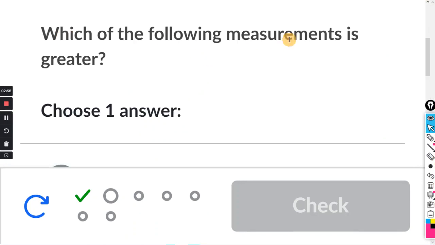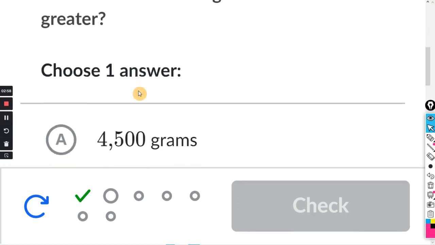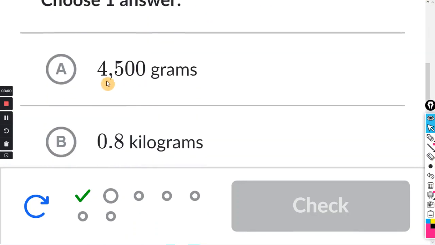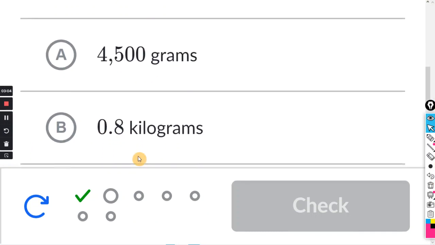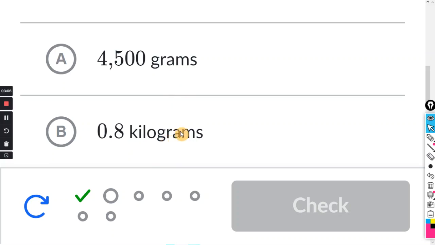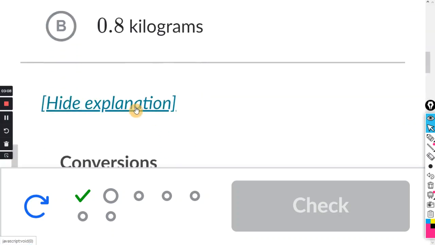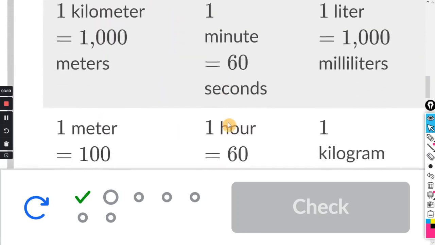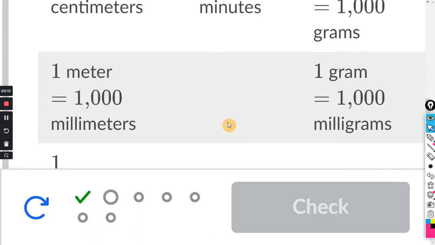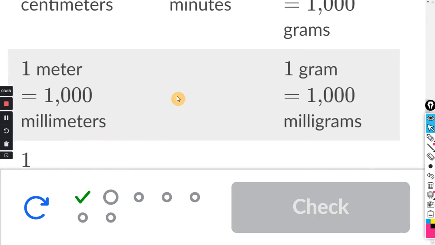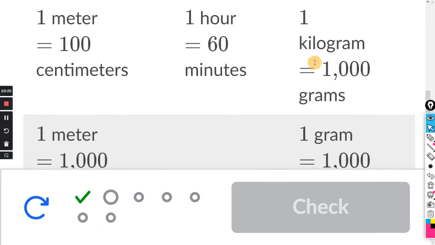It says, which of the following measurements is greater? 4,500 grams or 0.8 kilograms. If you don't know how many grams are in a kilogram, just check out the reference sheet. 1 kilogram equals 1,000 grams. So that's the one we need.